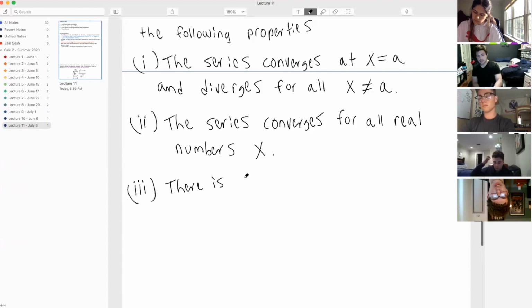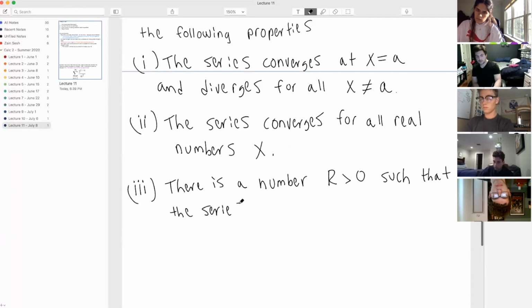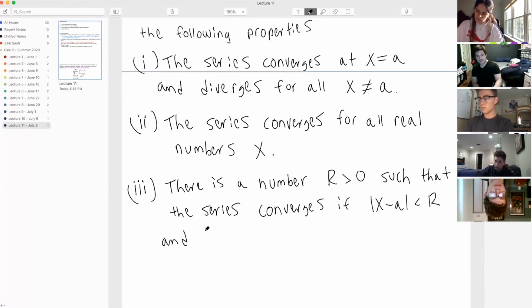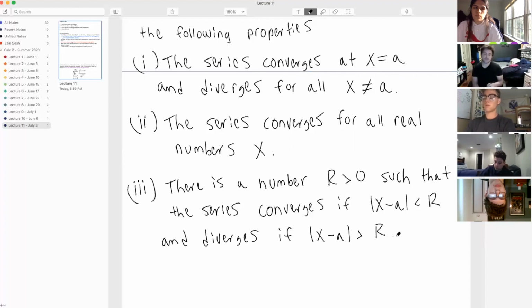Third and final possibility. There is a number r greater than 0 such that the series converges if the absolute value of x minus a is less than r and diverges if the absolute value of x minus a is greater than r. So here are the 3 possibilities, and we're going to see each of these 3 possibilities in our examples.